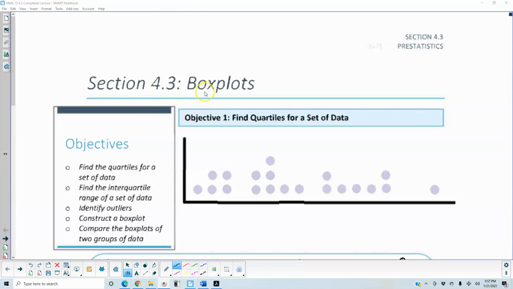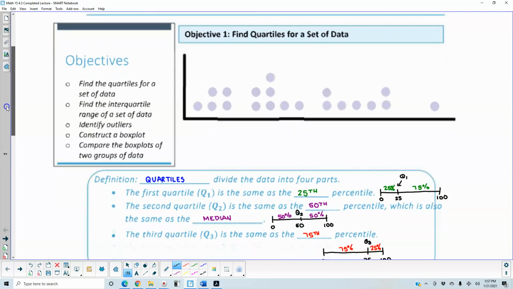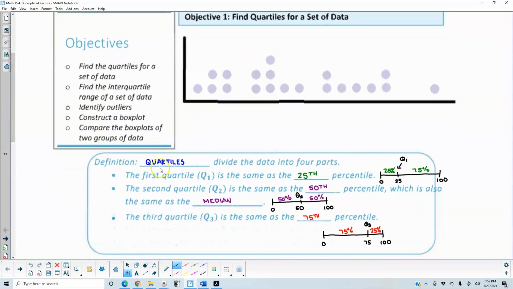Section 4.3, box plots. Objective 1, find quartiles for a set of data. Definition. Quartiles divide the data into 4 parts. The first quartile, Q1, is the same as the 25th percentile.